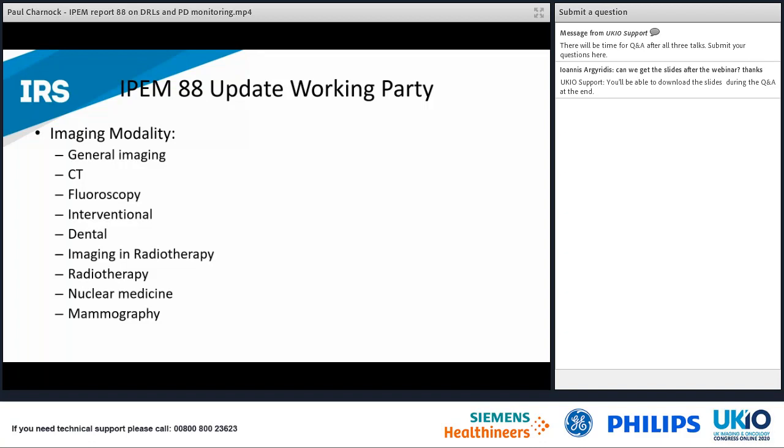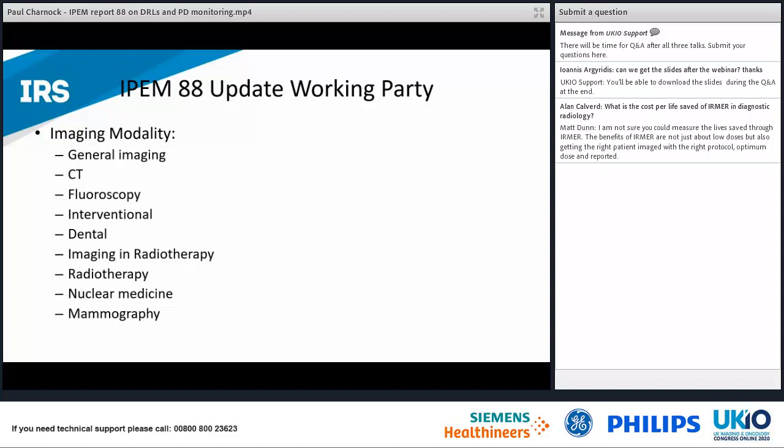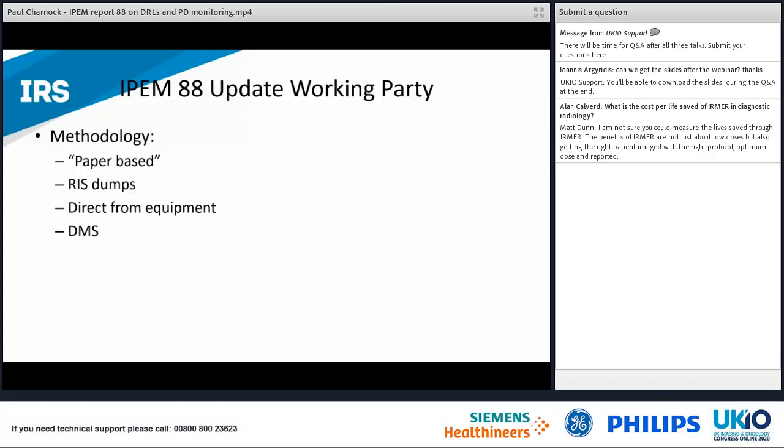And although radiotherapy itself doesn't have diagnostic reference levels, they do have dose reference levels, and we thought it'd be a good opportunity to bring those into the current document. Likewise, nuclear medicine was not really included in the previous report, and diagnostic reference levels do apply to nuclear medicine, so again, it was a good opportunity to bring that under the same umbrella. And of course, mammography.